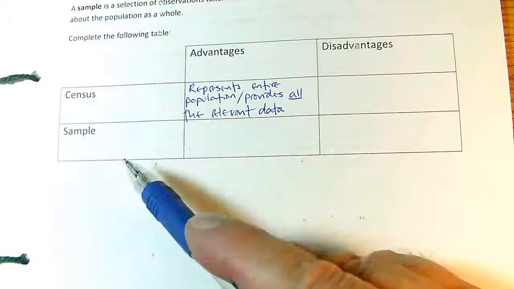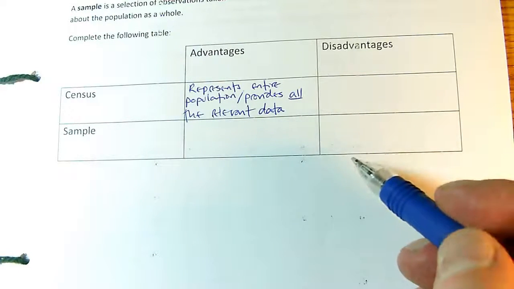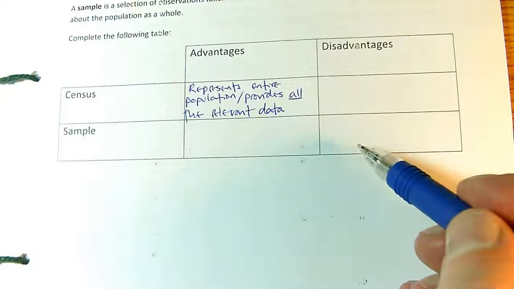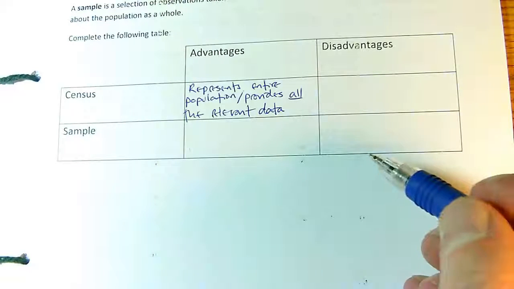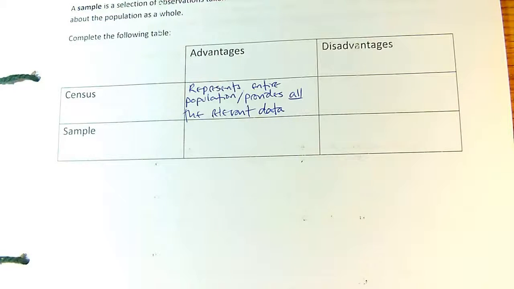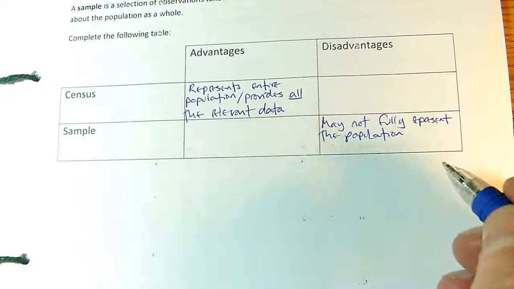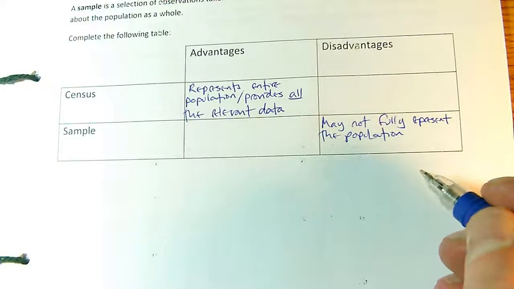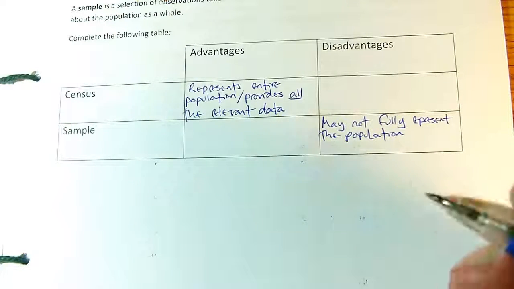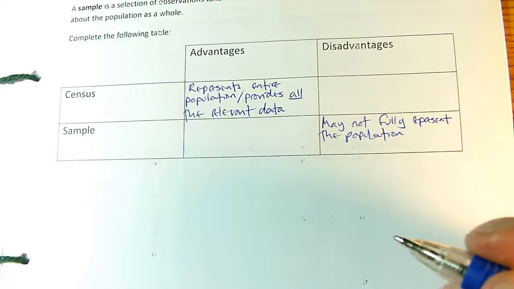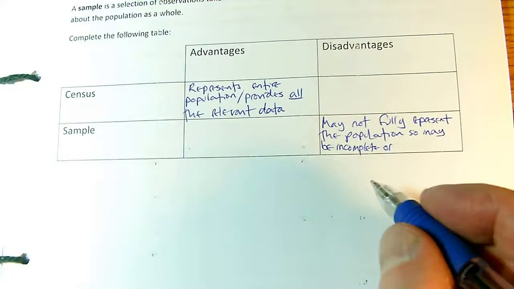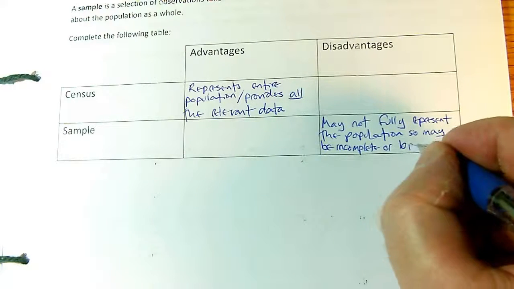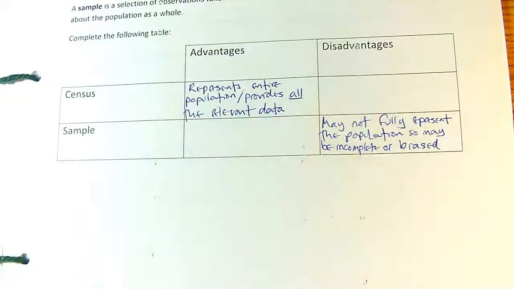So let's move on to the disadvantages of a sample. So this is the other side of that coin. So if we only take a sample, if we don't take the whole population, then it may not be fully representative of the population. And a couple of ways it might not fully represent the population. It might be incomplete, and it might overrepresent or underrepresent some of the subgroups within the population. And if it does that, we say it's biased. So it might be incomplete or it might be biased if it's only a sample.